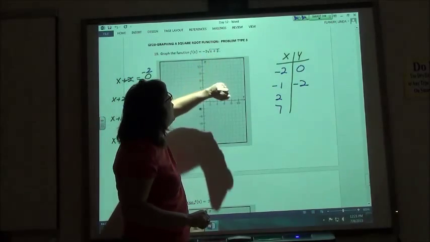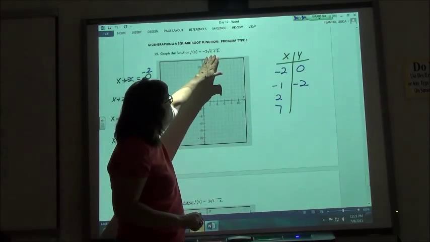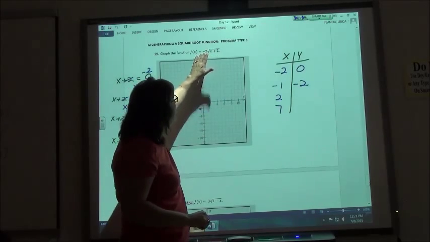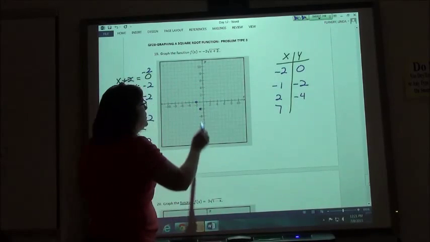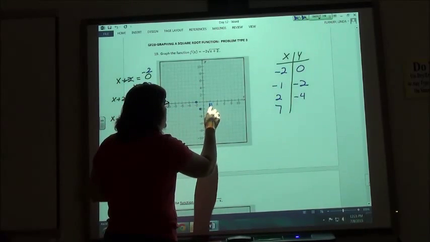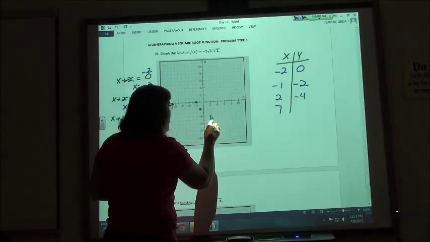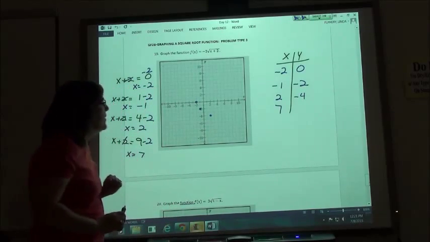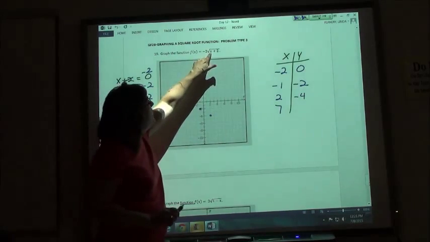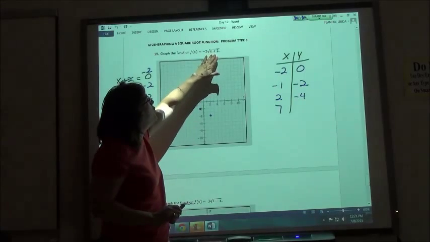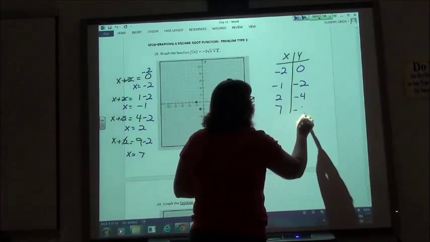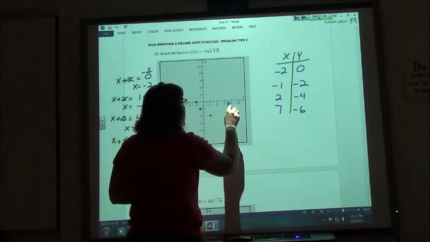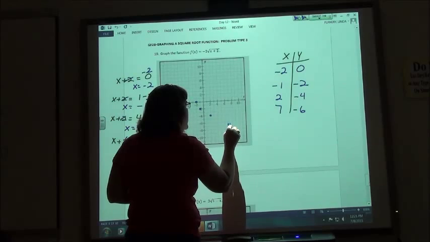I'm going to put in the 2. 2 plus 2 is 4. The square root of 4 is 2. 2 times the -2 would be -4. So 2 is going to go down to -4. Then I'm going to do one more. 7 plus 2 is 9. The square root of 9 is 3. 3 times -2 is -6. So 7 is going to be at -6. 1, 2, 3, 4, 5, 6.